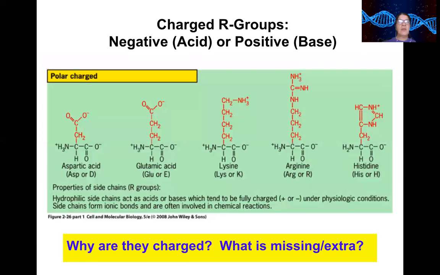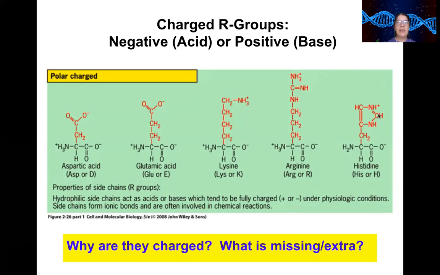Now let's look at the charged R groups. There's two types of charged R groups, acidic and basic. Acidic groups are ones that increase hydrogen ion concentration. They increase hydrogen ion concentration, if you remember from the functional group lecture, because they lose a hydrogen ion and therefore end up being negatively charged. So the carboxyl group here in these two amino acids loses its hydrogen and becomes negatively charged.